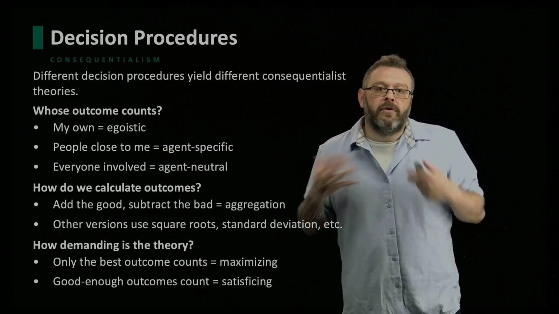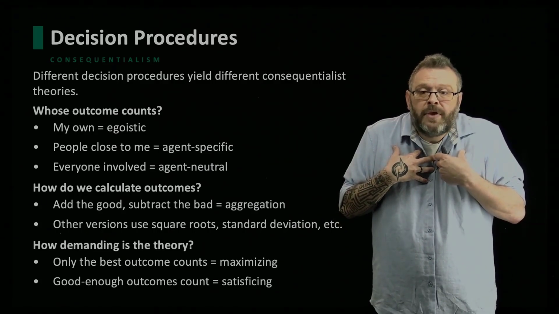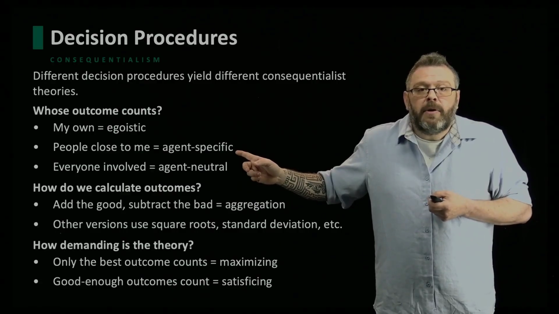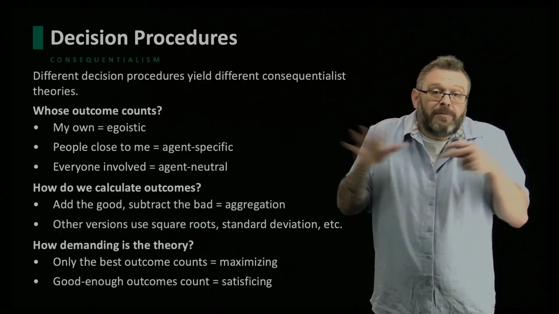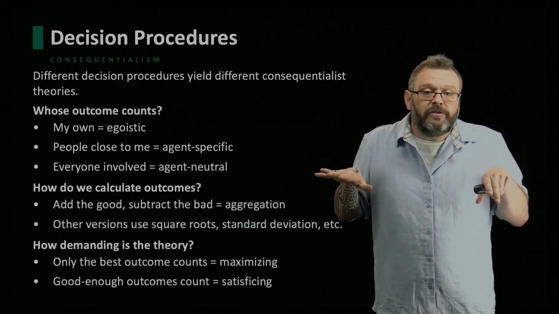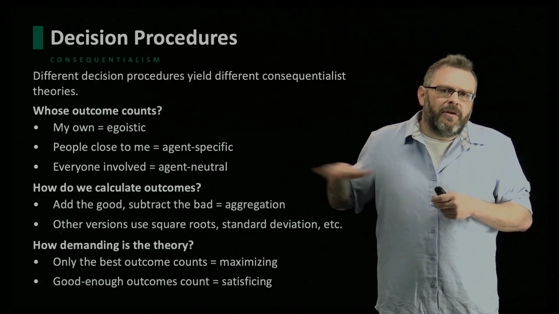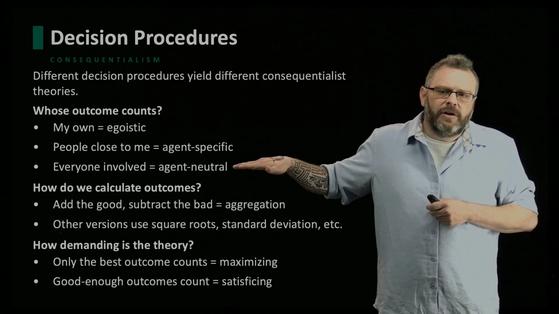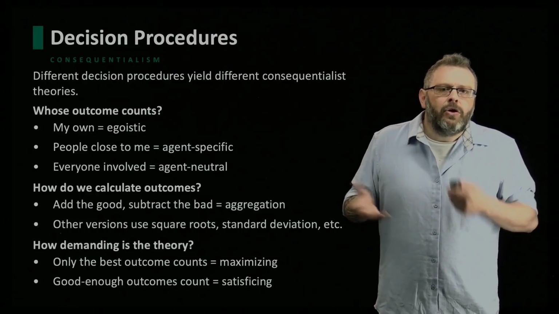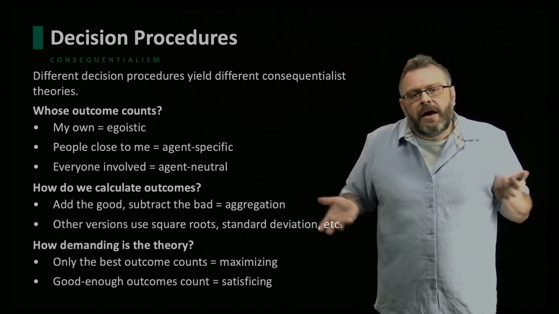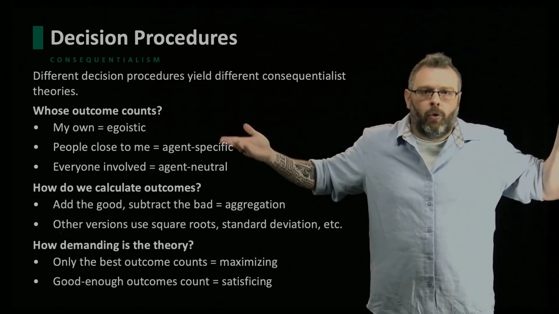Maybe the right act is the one that maximizes good consequences just for me. Or maybe what I care about is the right act that gets good consequences for me and people that are near me, that are close to me. Now, most consequentialist theories, and what we're just going to assume from now on, are agent-neutral theories. It doesn't matter who you're benefiting. What matters is just better consequences for humanity as a whole or whatever.